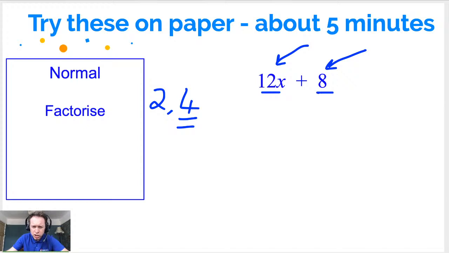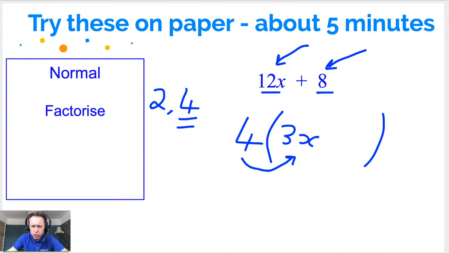So I'll write that common term down first, then put a bracket, and imagine what I was times 4 by to make 12x. Well, that's 3x. And then what do I times 4 by to make 8? Well, that's 2. And now I have factorized: 4, open brackets, 3x plus 2, close brackets. If you can do that, then you've learnt the basics of factorizing.